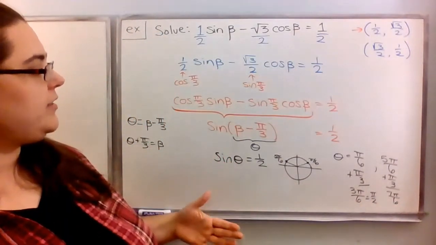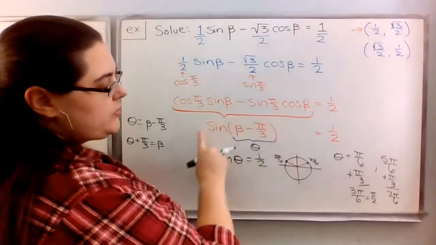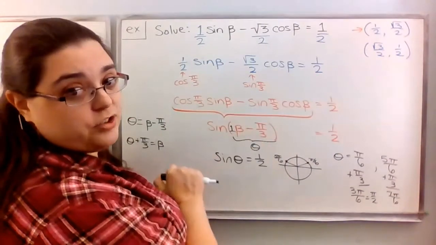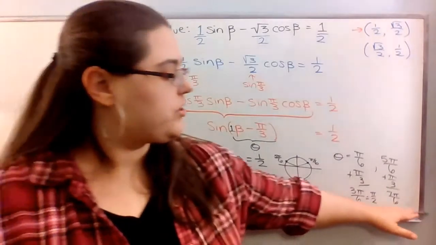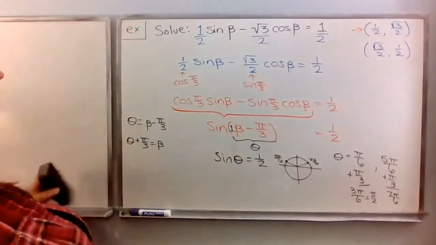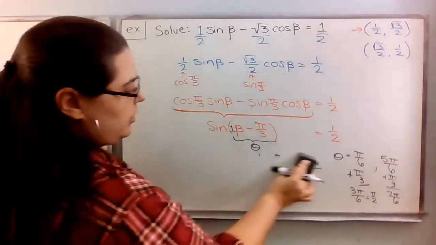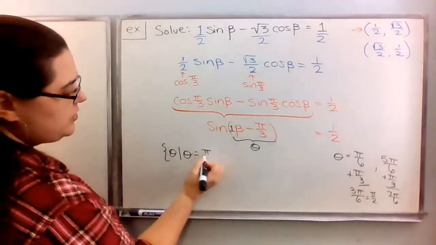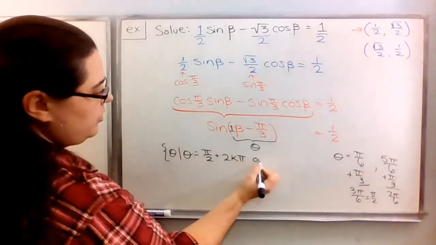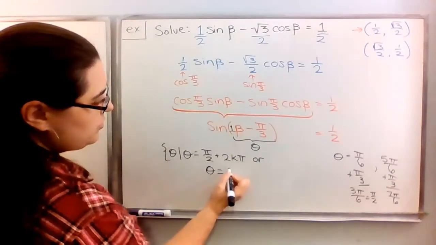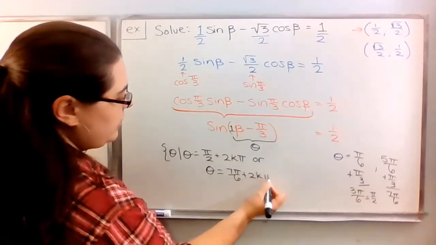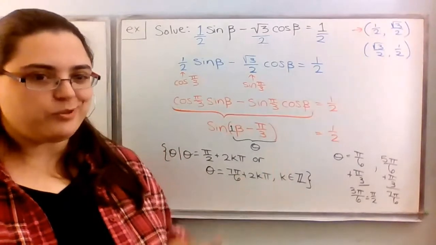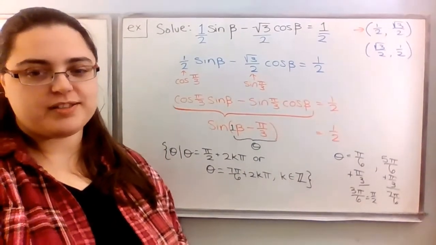And let's go ahead and look at this equation that we were solving. So this equation that we're solving here with the beta, the omega value is 1. So the period of this function is still 2 pi. So putting these solutions for beta together with the period, we're going to get the final solution set: beta is equal to pi halves plus 2k pi, or beta is equal to 7 pi over 6 plus 2k pi, where k is an integer. And there we go. That's going to be our solution for this equation.